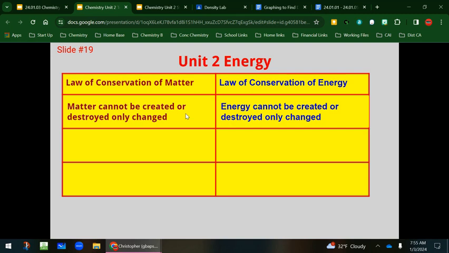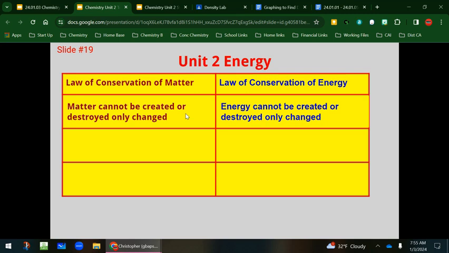Chlorine gas is a poisonous yellow gas. Sodium metal is a metal that reacts with water by dancing around on the top and bursting into flames. However, when you combine them chemically and change them, they become salt. That is what we mean when we say matter cannot be created or destroyed. It can only be changed. Energy cannot be created or destroyed. It can only be changed.